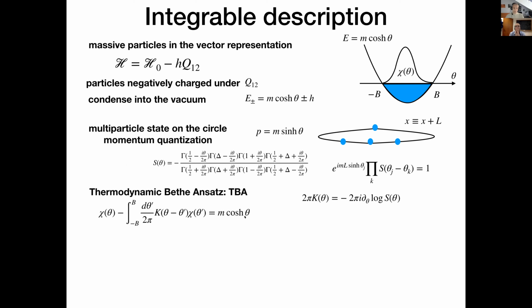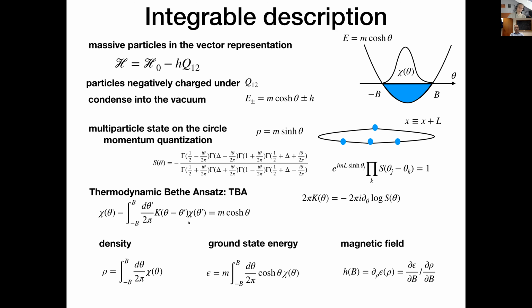What comes out I will call the thermodynamic Bethe ansatz equation, or TBA for short. It contains the kernel, which is the logarithmic derivative of the scattering matrix. So this is a linear integral equation for the rapidity density of the ground state. If we integrate this rapidity density, we get the full density. If we integrate with the dispersion relation, we get the full energy. And then we can recalculate the magnetic field by minimizing the free energy.